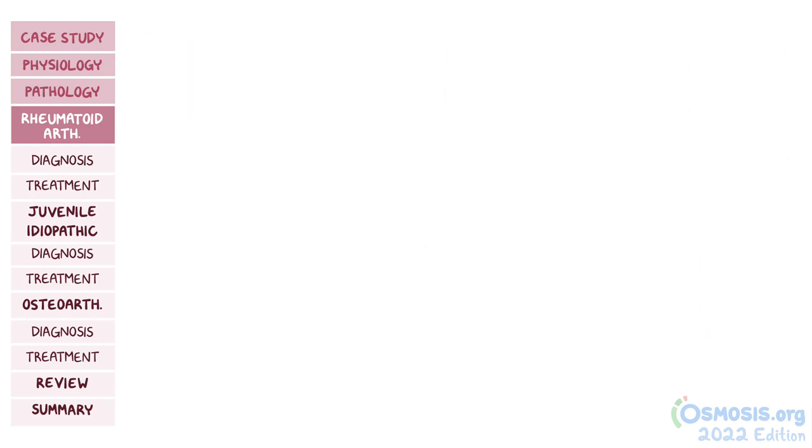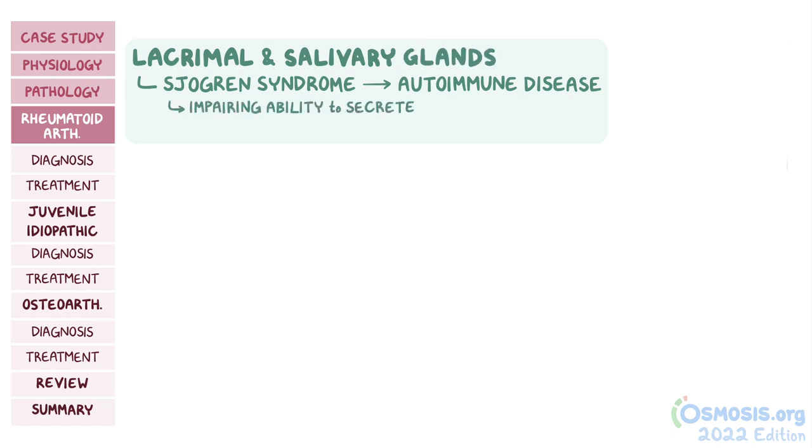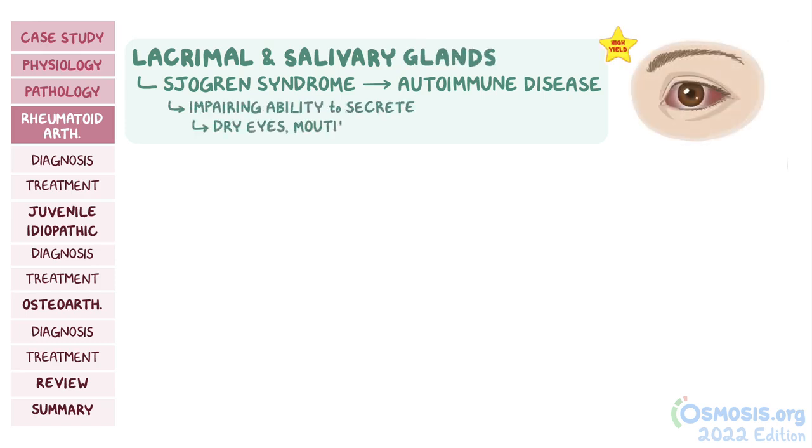It can also be associated with Sjogren syndrome, which is an autoimmune disease that primarily attacks the lacrimal and salivary glands, impairing their ability to secrete fluids and resulting in dry eyes, mouth, and skin, among many other symptoms.